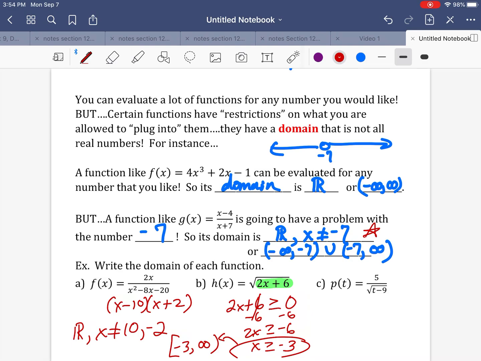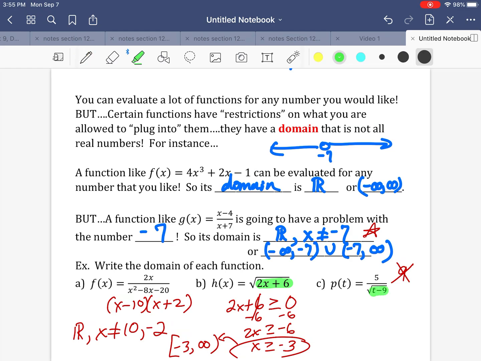All right, so last one here, letter C. So I have a square root and I have a fraction. So hopefully you notice the number 9 is not going to be good. 9 minus 9 makes the bottom come out to 0. So I don't want to use 9. So 9 is a no-no.